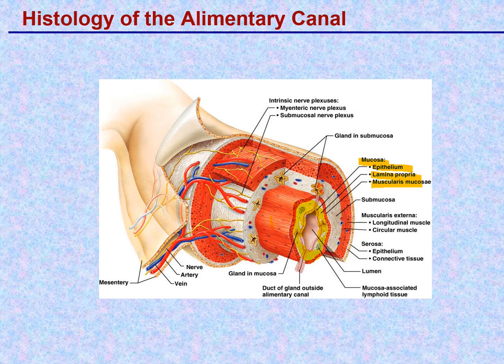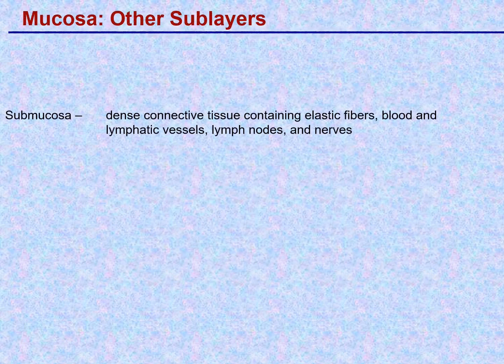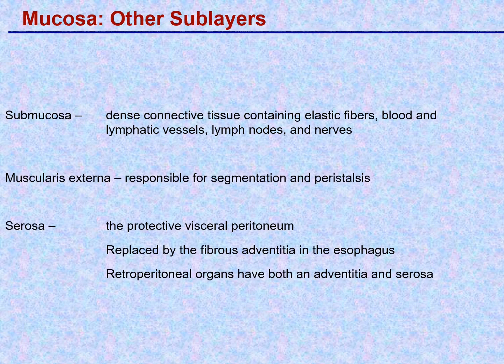Okay, let's go to the next layer, which is the submucosa, a fairly thicker layer of connective tissue. Submucosa, connective tissue containing a lot of insoluble connective fibers, elastic fibers, blood vessels, lymphatic vessels. There are many lymph nodes, nerves, things like that. And again, outside of that, that's the second major layer, the submucosa, and outside of that is the muscularis externa.